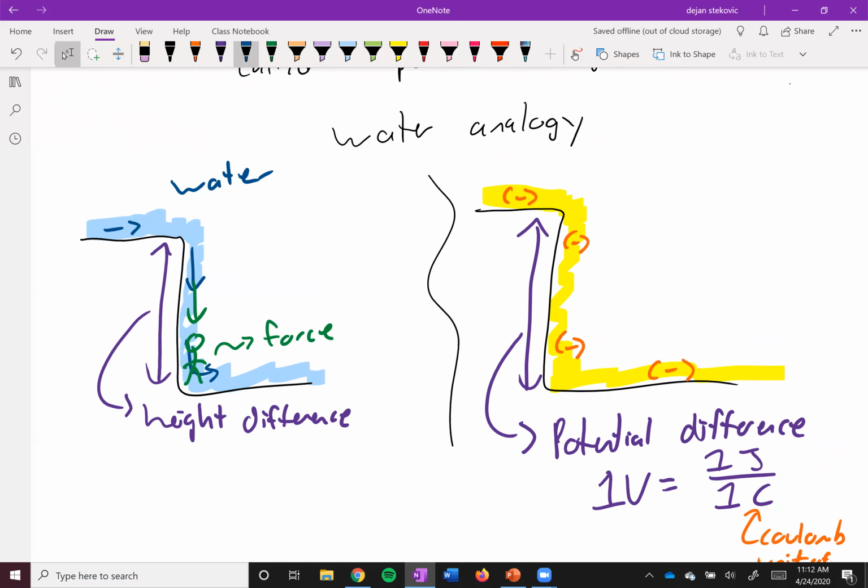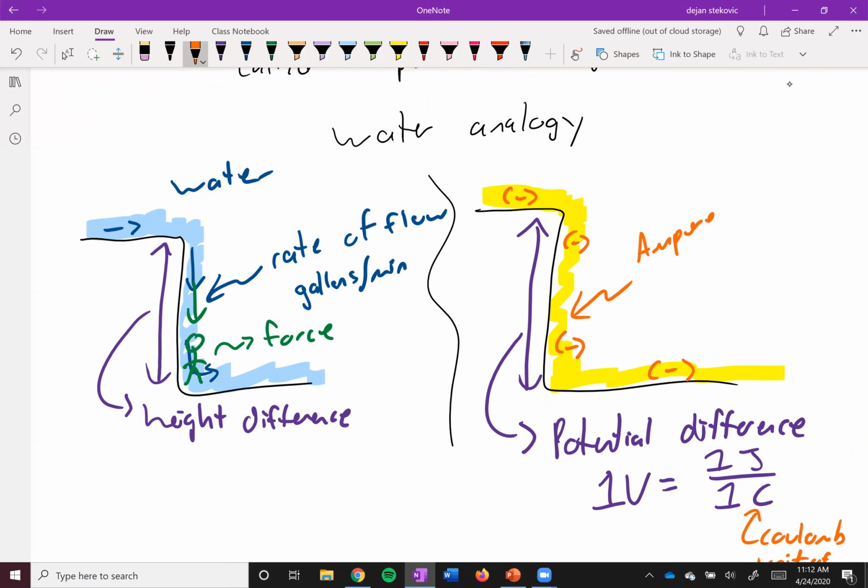And so think about on the water side, you could measure the flow of water or the rate of flow, maybe in something like gallons per minute. You can do the same thing in terms of electricity, except here we're talking about amperes or amps. 1 amp is equal to 1 coulomb, which again is a unit of charge, over 1 second, right? So same thing as the flow.